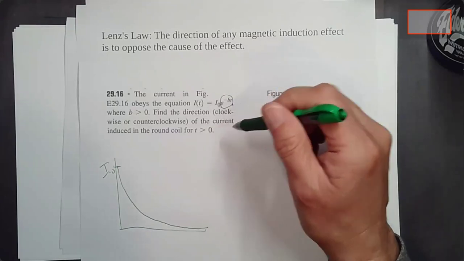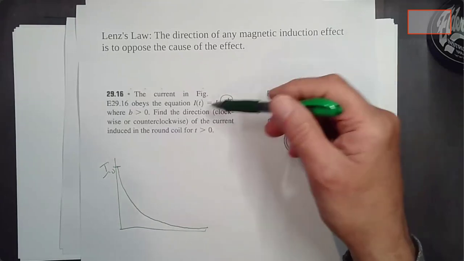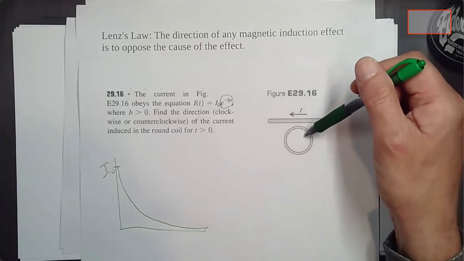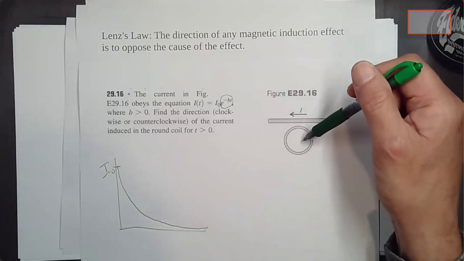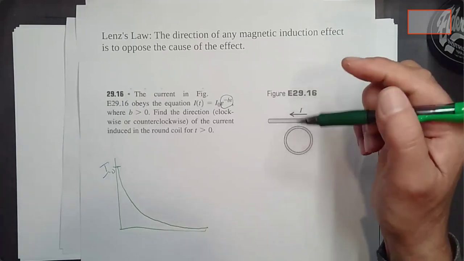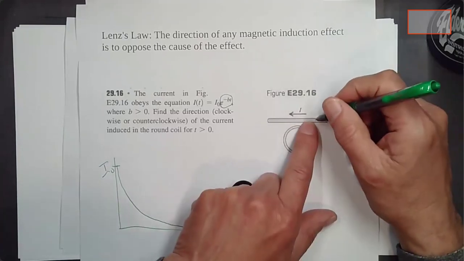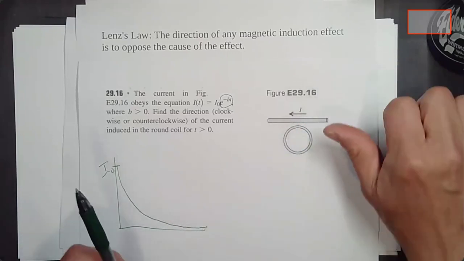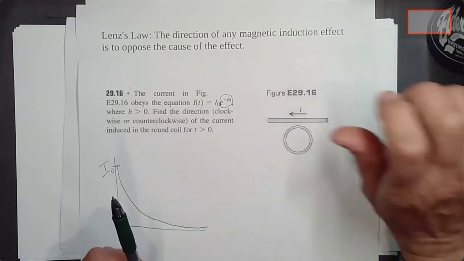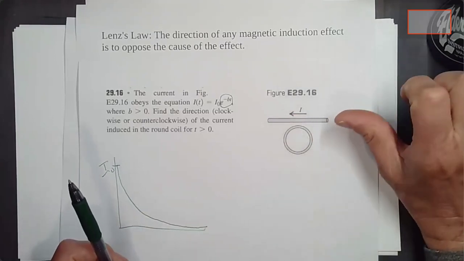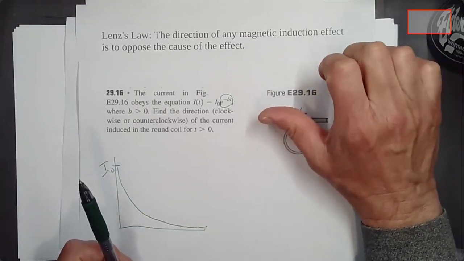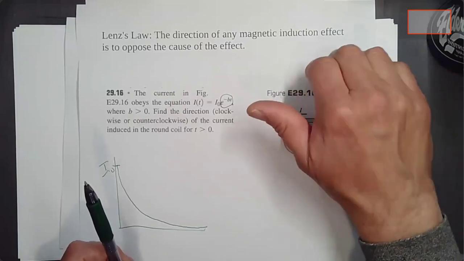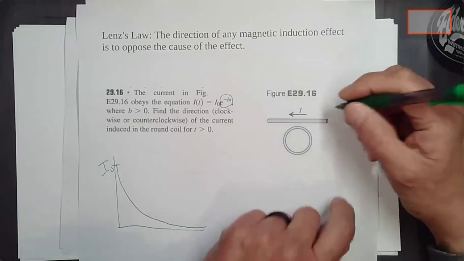Find the direction, clockwise or counterclockwise, of the current that's induced in the round coil here for t greater than 0. Well, it'll help to sketch the magnetic field that's produced by a current going in this direction. Use your right hand, point the thumb of your right hand in the direction of the current flow, and your fingers of your right hand can curl in the direction of the magnetic field.